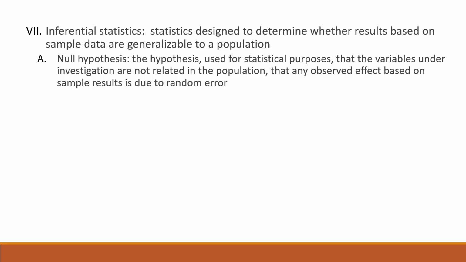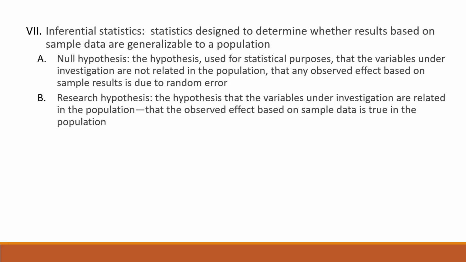So for statistics, this means that we are hypothesizing that there isn't an effect and that anything we find is due to chance. The research hypothesis, which is sometimes called the alternative hypothesis, is the idea that variables under investigation are related in the population and that the observed effect based on sample data is true in the population. In other words, this is hypothesizing that there is an effect going on and that it's not due to chance. So taking both the null and research hypothesis together, the logic here is that we want to determine that the null is incorrect and that we are supporting the research hypothesis.